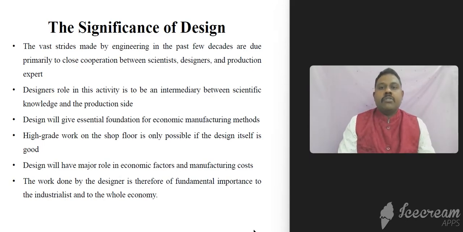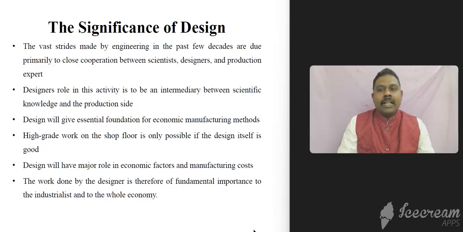First is the significance of design. Design is the first basis of everything. Without the design we cannot make or produce any component. In the past few decades the design was done by scientists, designers, and production experts, which is the primary basis for the operation of making any component.